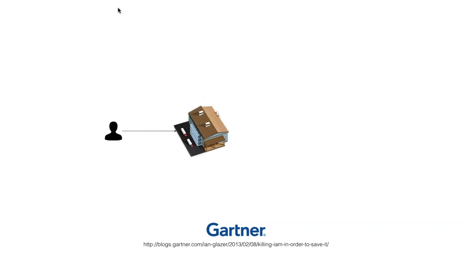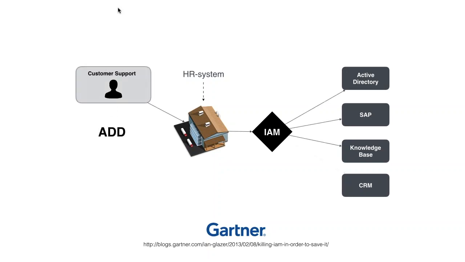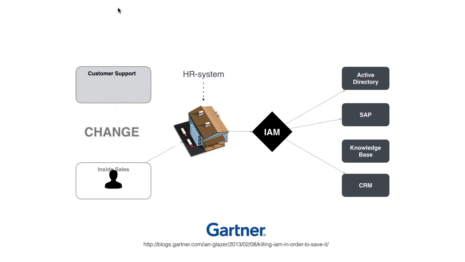Traditionally, what happens is that when an individual is hired and put in an HR system, an IAM process gives that individual access to different resources and systems within an enterprise. That's what happens when someone is added to the organization. Similarly, we see what happens when someone changes jobs. In this particular scenario, someone moves from a customer support function to inside sales. That too signals the IAM process to do something by way of HR, in this case, remove someone from the knowledge base and give them access to CRM.